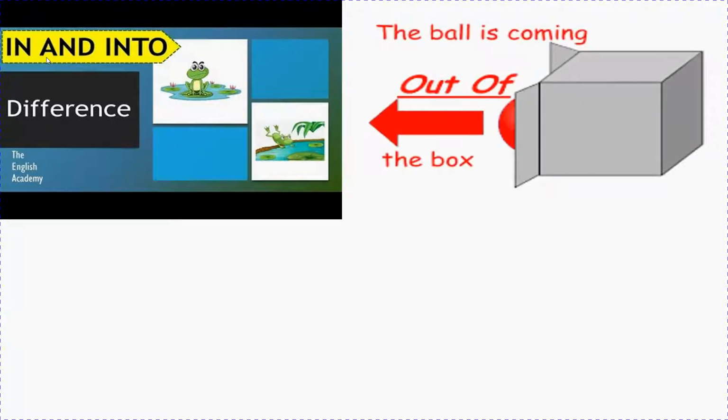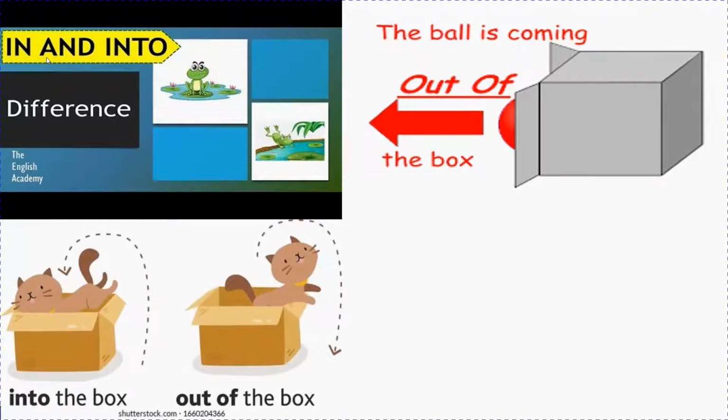In the same way, out and out of. Out is already placed outside, and out of means there is a movement when something is coming out of something. Like in the example, you can see the ball is coming out of the box. There is a movement.